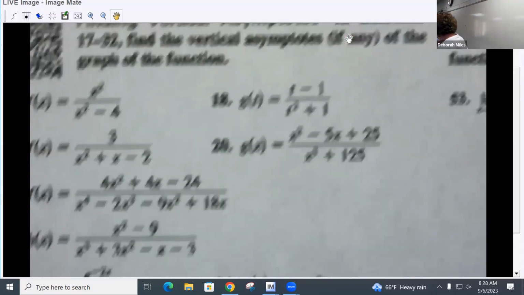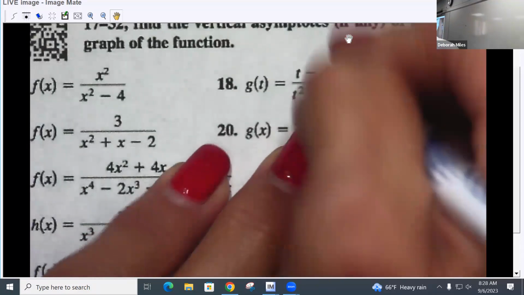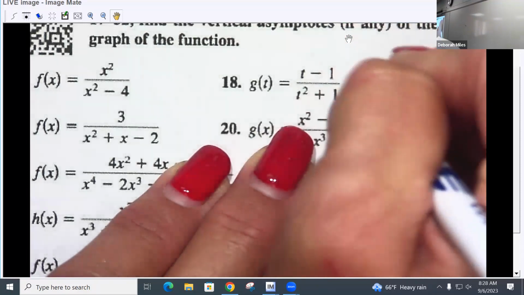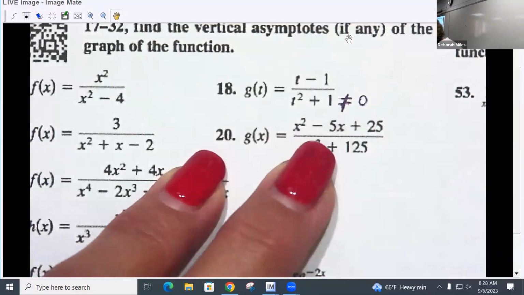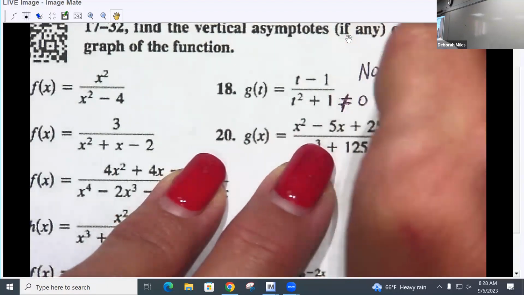Does number 18 have any vertical asymptote? No. Why? Because you can't get a negative out of a square unless you do an imaginary number. Yeah, and we're only talking about real numbers here. So I'm gonna say t squared plus 1 does not equal 0 for any real number. So there are no vertical asymptotes.